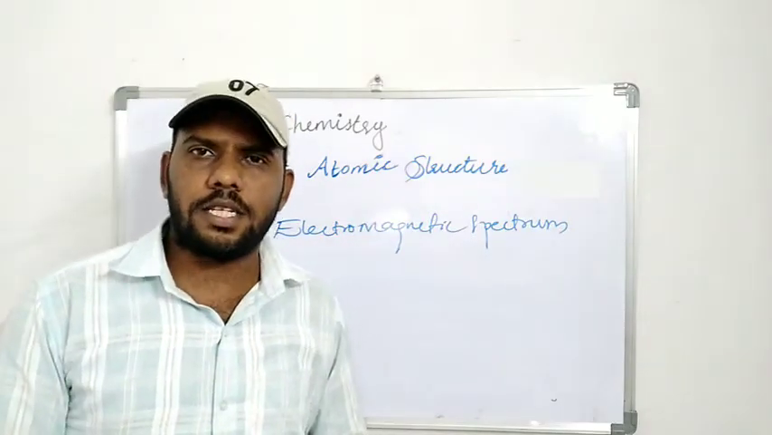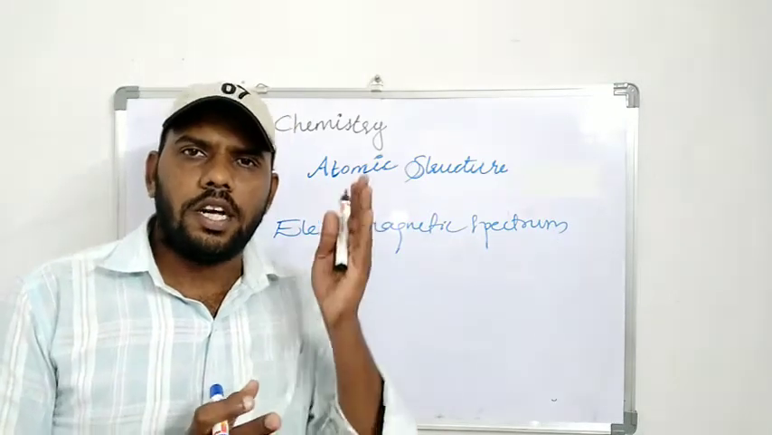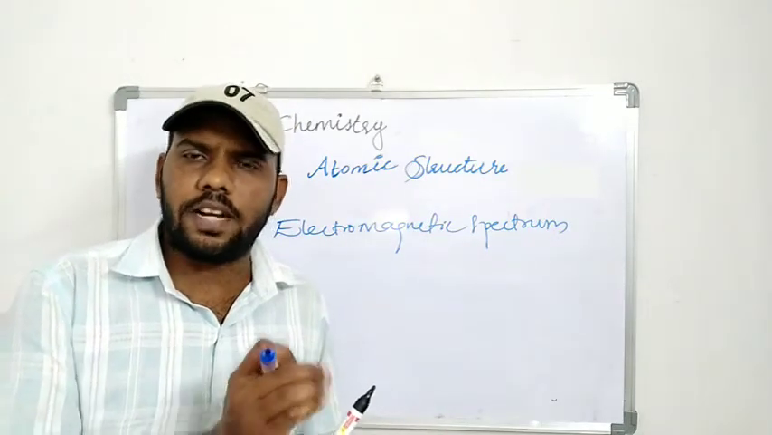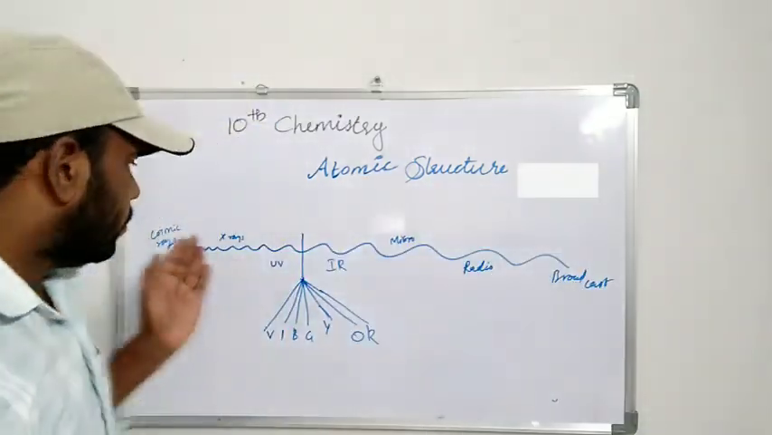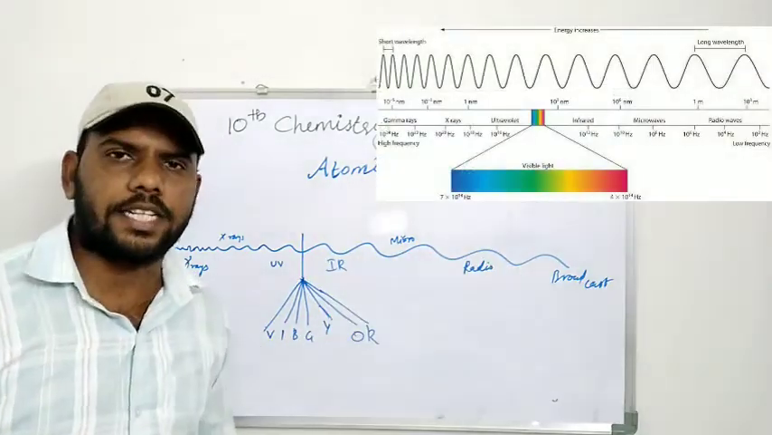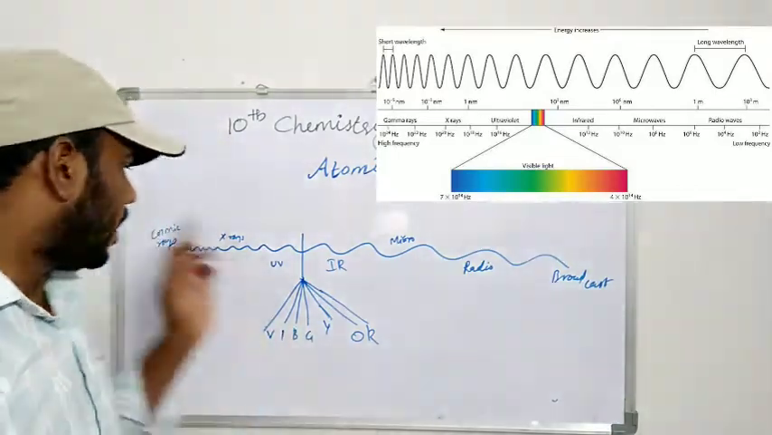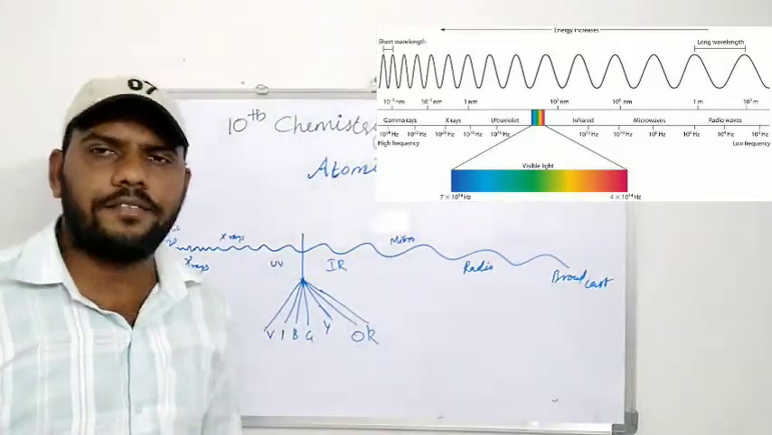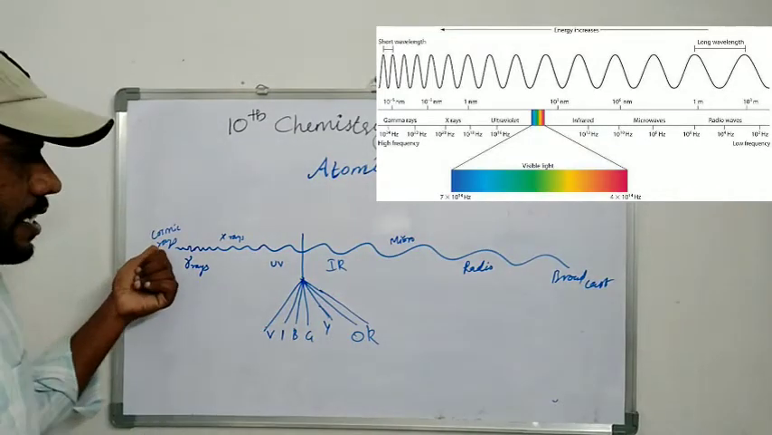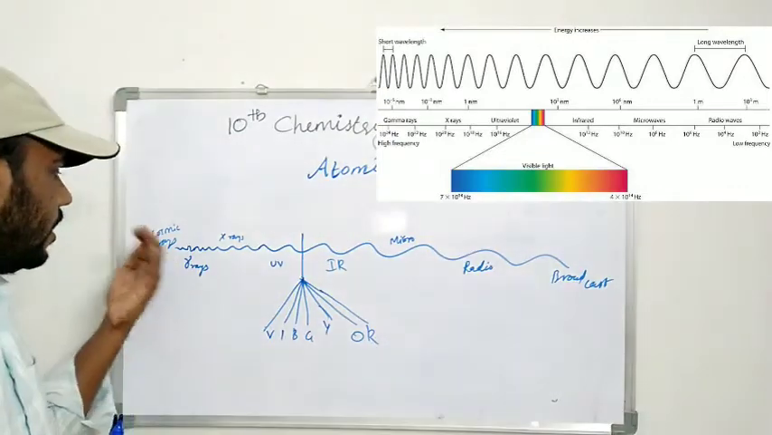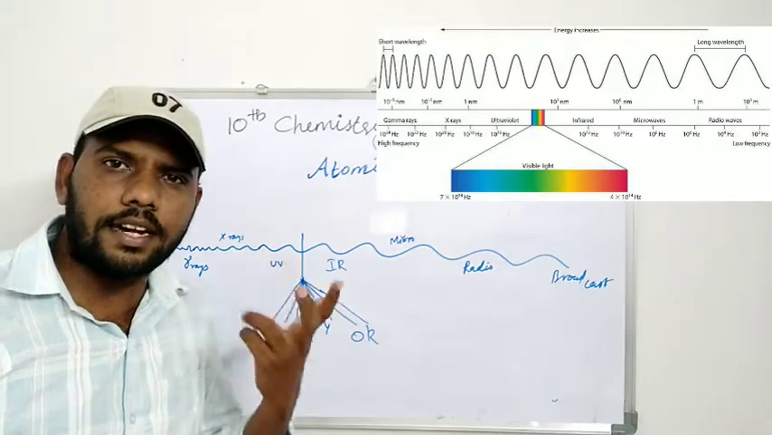Now let us understand shorter wavelength to longer wavelength, or lower energy to higher energy. Okay children, here is the electromagnetic spectrum, from shorter wavelength to longer wavelength, or higher frequency to lower frequency. Let us start from the gamma rays. Here I just mentioned cosmic rays first; they have a very short wavelength and higher frequency.